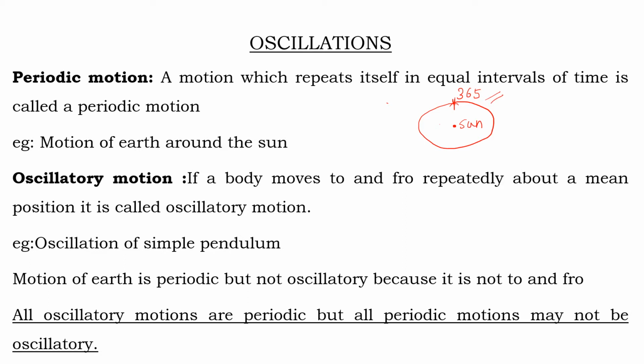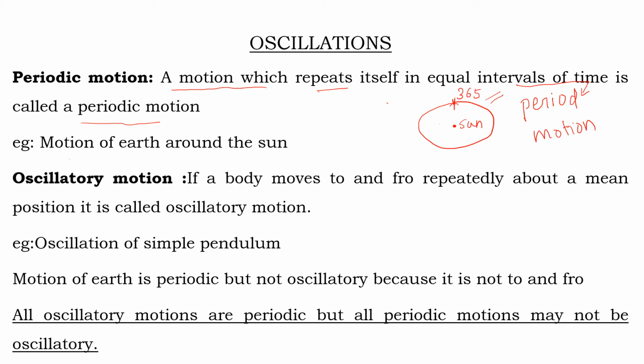This period is fixed and the motion is repeated. That is, we are considering two things. One, the period which is fixed, and the motion which is repeating. And such type of motions are called periodic motion. That is, a motion which repeats itself in equal interval of time is called a periodic motion. This interval of time is called a period. In the case of periodic motion, the period is fixed and the motion is repeated. The example is motion of Earth around the Sun.